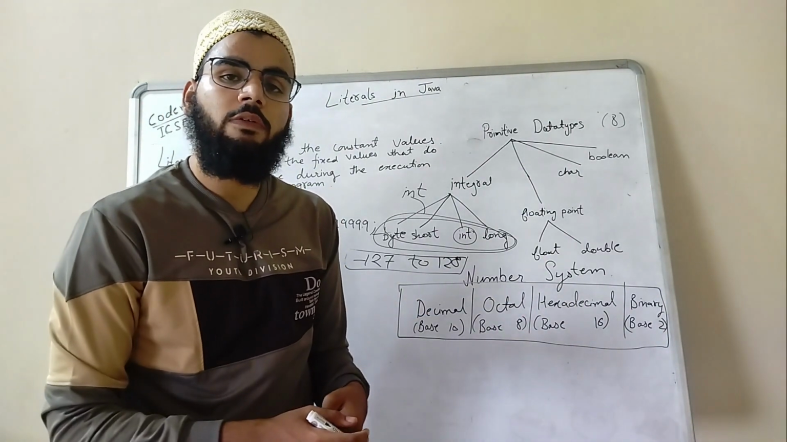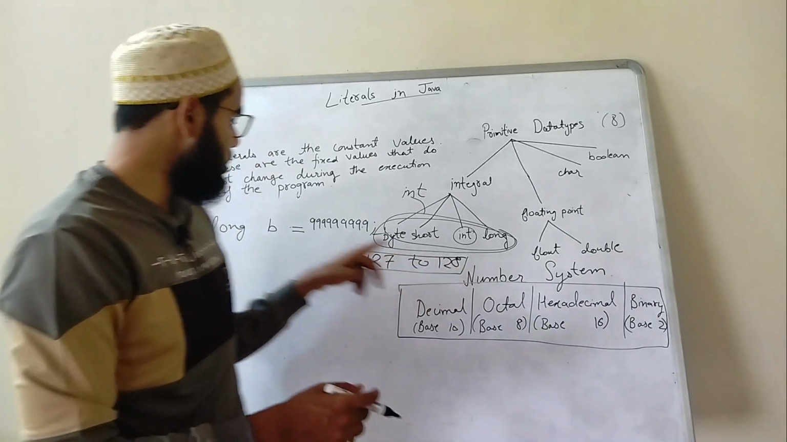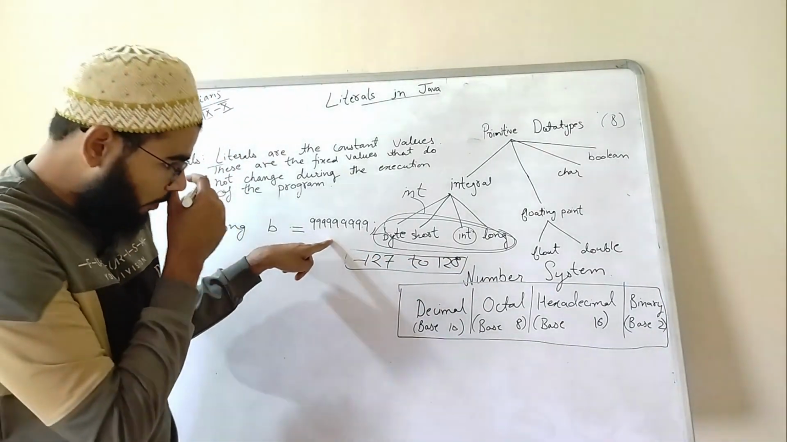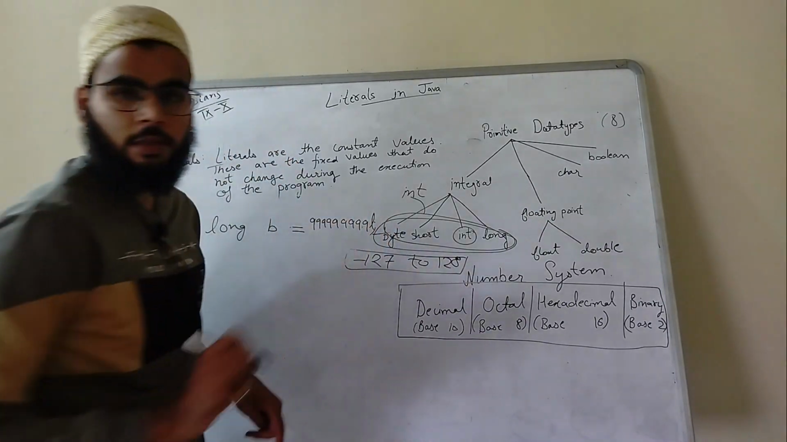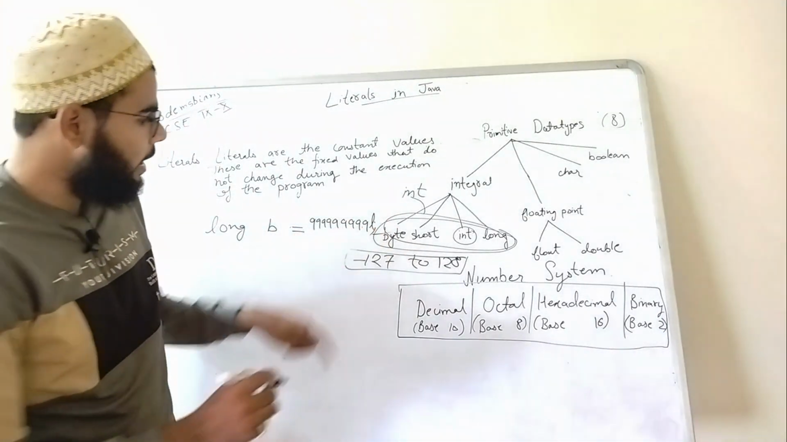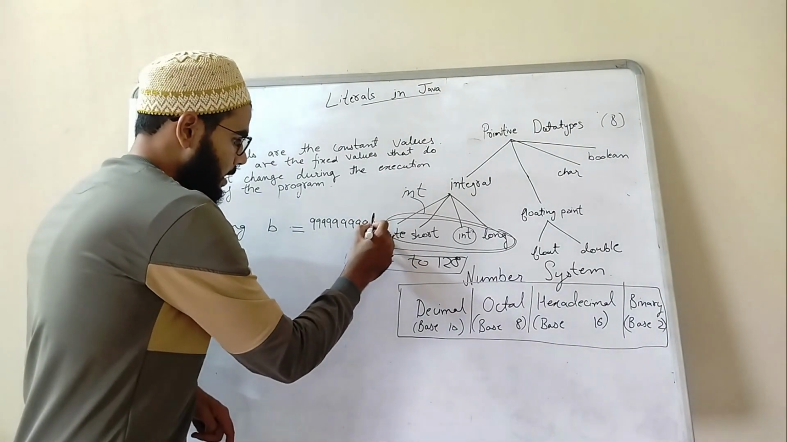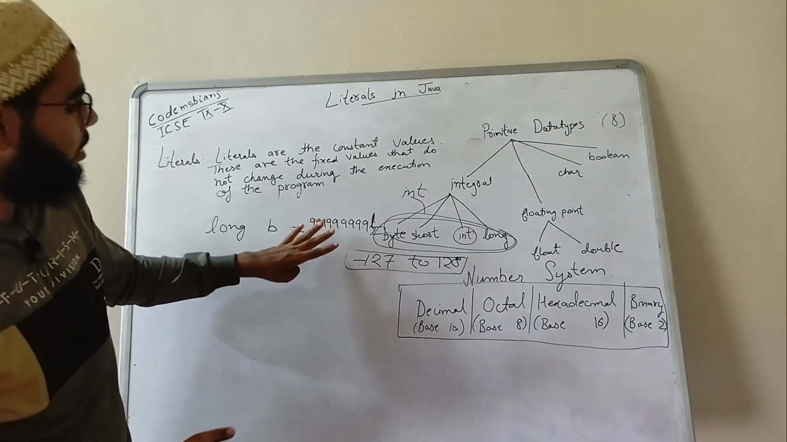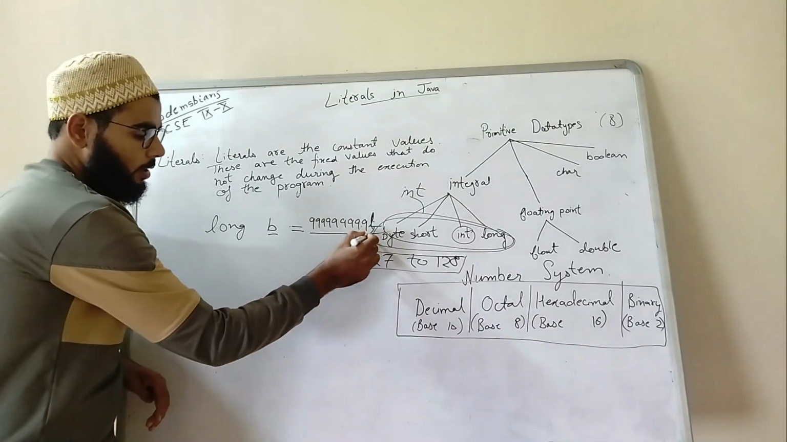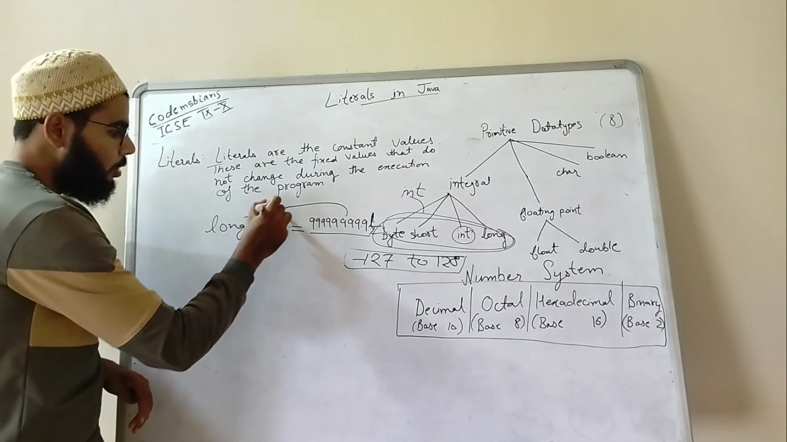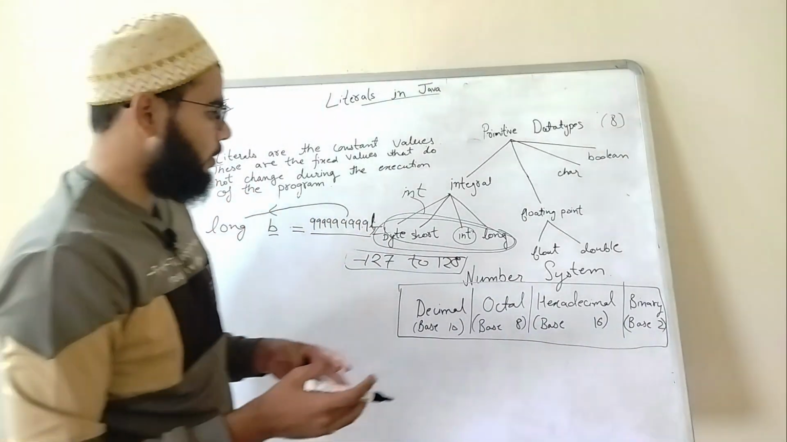So now how will we differentiate that this number is a long, not an integer? After writing the entire number, we will just put an L. Either we can put the lowercase l or the uppercase L. Both will work, right? This indicates that B is a variable and it has a literal of type long. So this is how we will do it, right?